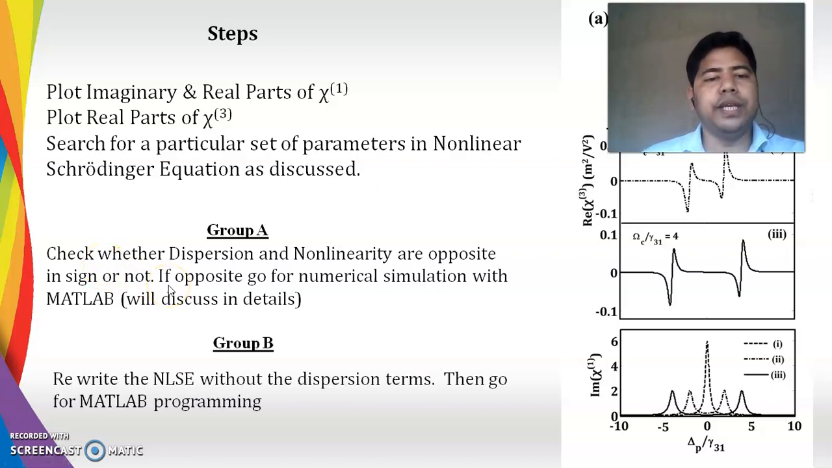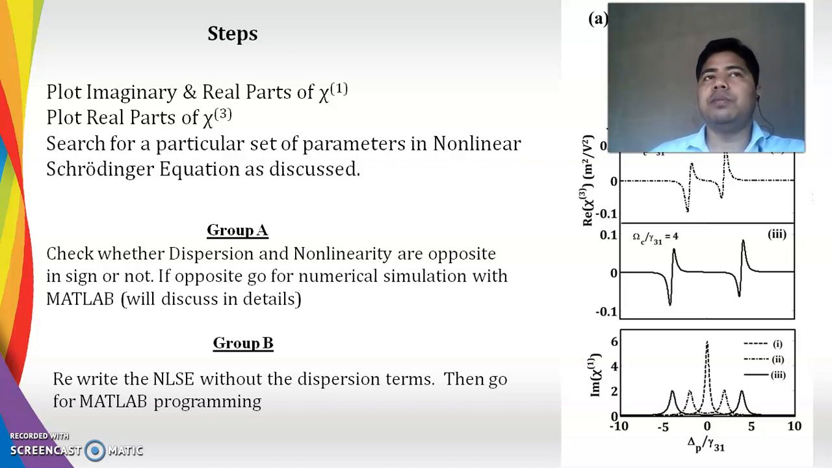And what will group B be doing? Group B will rewrite the nonlinear Schrodinger equation without the dispersion term and then go for the MATLAB programming. So the rest of the work is only to find the dispersion and the nonlinear terms at some particular point of delta p, such that our requirement is matched, and with those parameters of the nonlinear Schrodinger equation we will go towards the MATLAB simulations. Those MATLAB simulations will be discussed later.